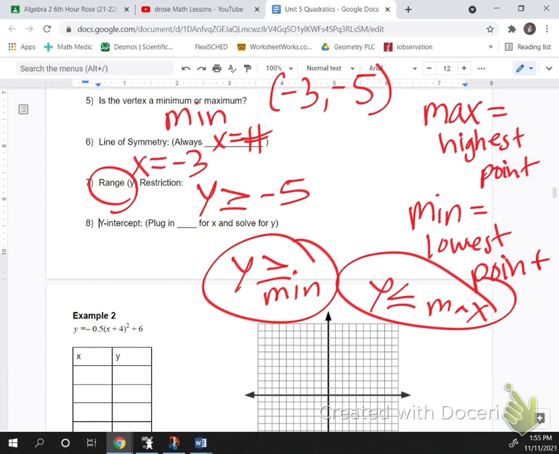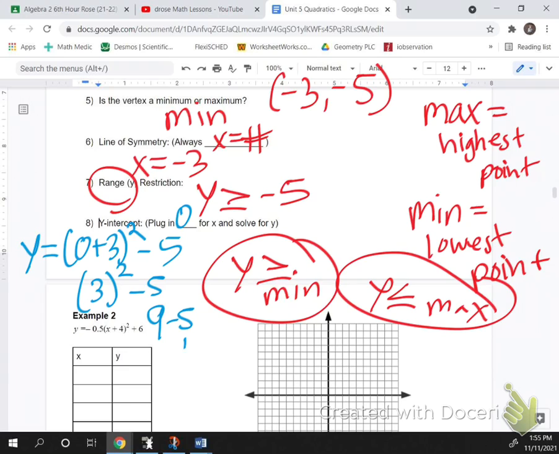The last step is find your y-intercept. That means I'm going to plug in 0 for x and solve for y. I'll show my work. 0 plus 3 is 3. 3 squared, 9 minus 5. We get 4. 0, 4 is our y-intercept. And that's how we describe a graph completely.